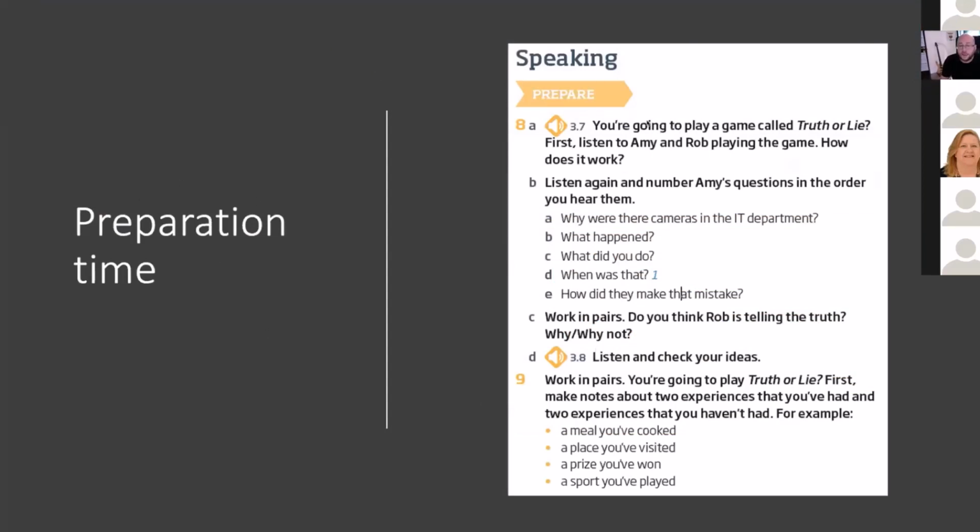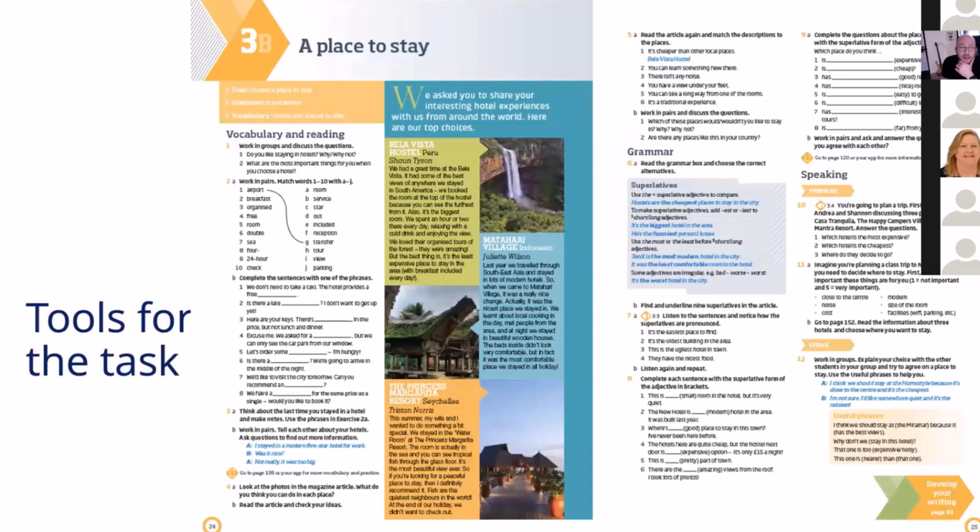Here, for example, this is the lesson where they talk about experiences. And for the final task, they play the truth or lie game, where they talk about 2 experiences they've had and 2 which they haven't had, which are false. And then they have to speak and ask questions and find out which is false. So first they listen to an example of Amy and Rob playing the game, and then they prepare themselves. So they choose an experience or use their own one and make notes about them. Then they need the tools for the task.